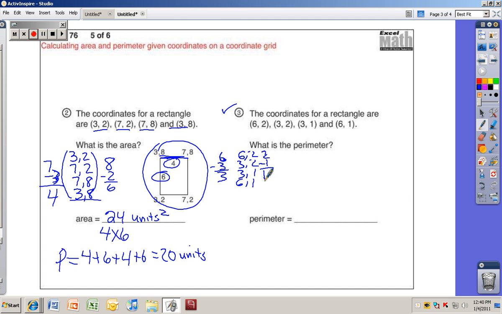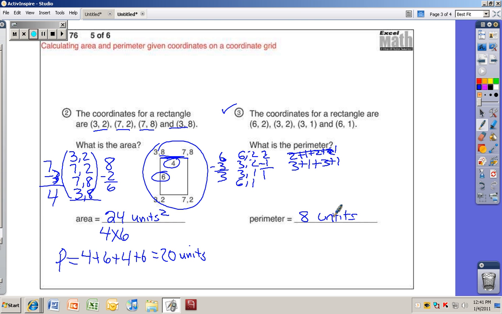Then, to get the perimeter, you do 2 plus 1 plus 2 plus 1. Why 2? I kind of crossed it out and put a 1. Why is it 2? I mean 3. Oh, okay. 3 plus 1 plus 3 plus 1, and you get 8 units. You put untits. That's okay. Just leave it.